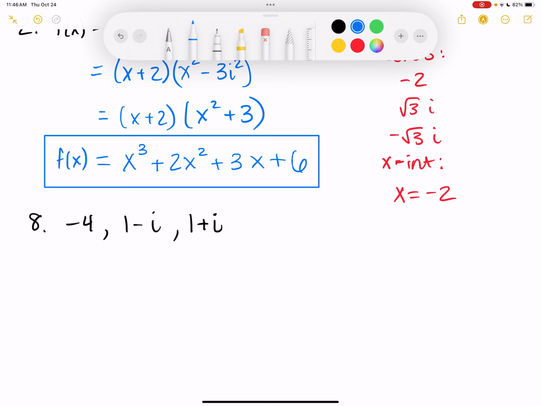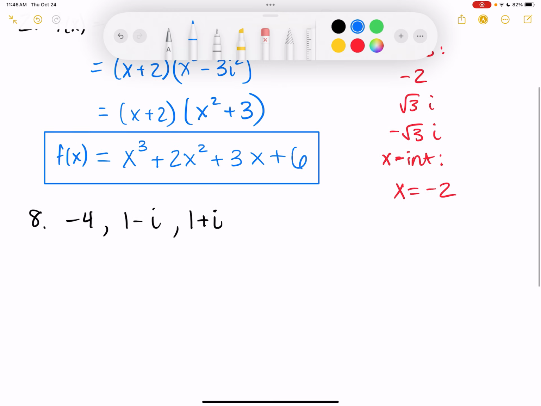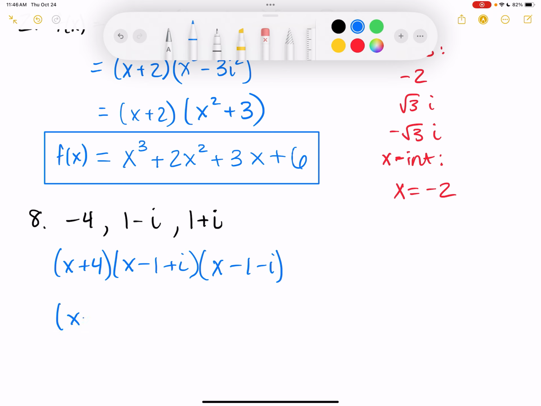So this is x equals all of these things because they're zeros. So I need to rewrite them as factors. So that's going to be x plus 4. I'm moving all this stuff over. So x minus (1 plus i). And then this one is x minus (1 minus i). And then now I just need to multiply. So I would save the x plus 4 part for last and do the other stuff first just because I think it makes it easier.